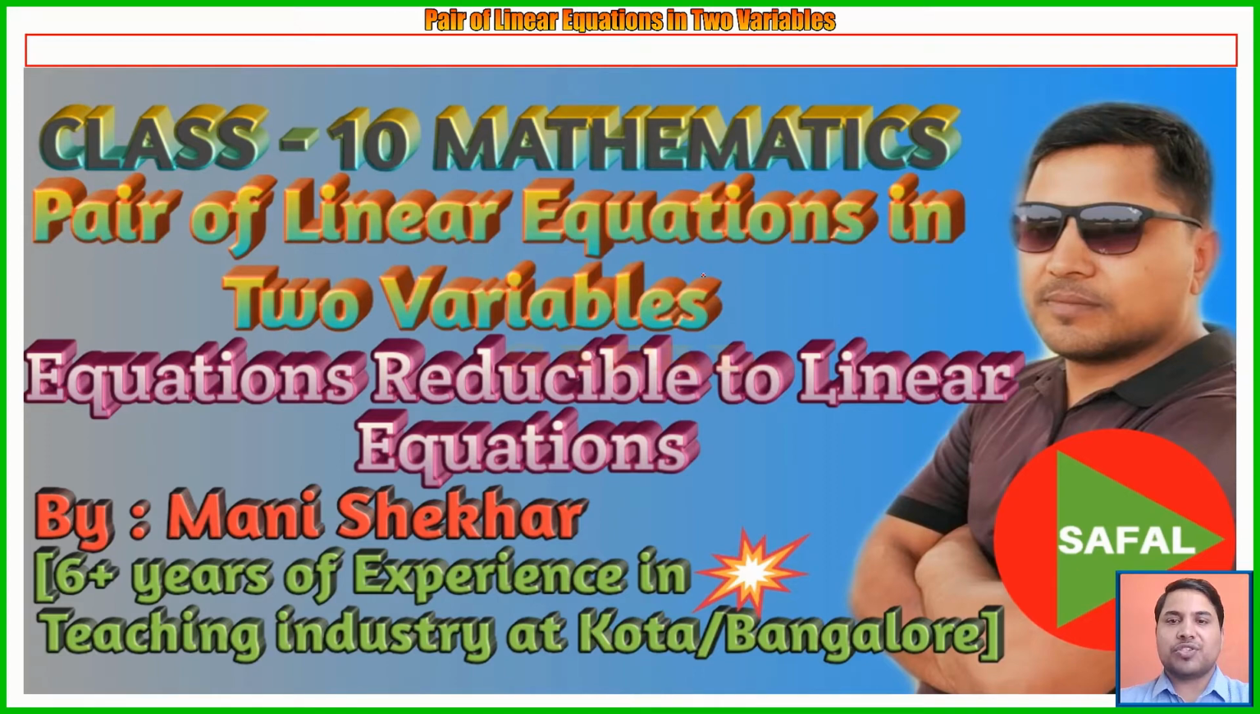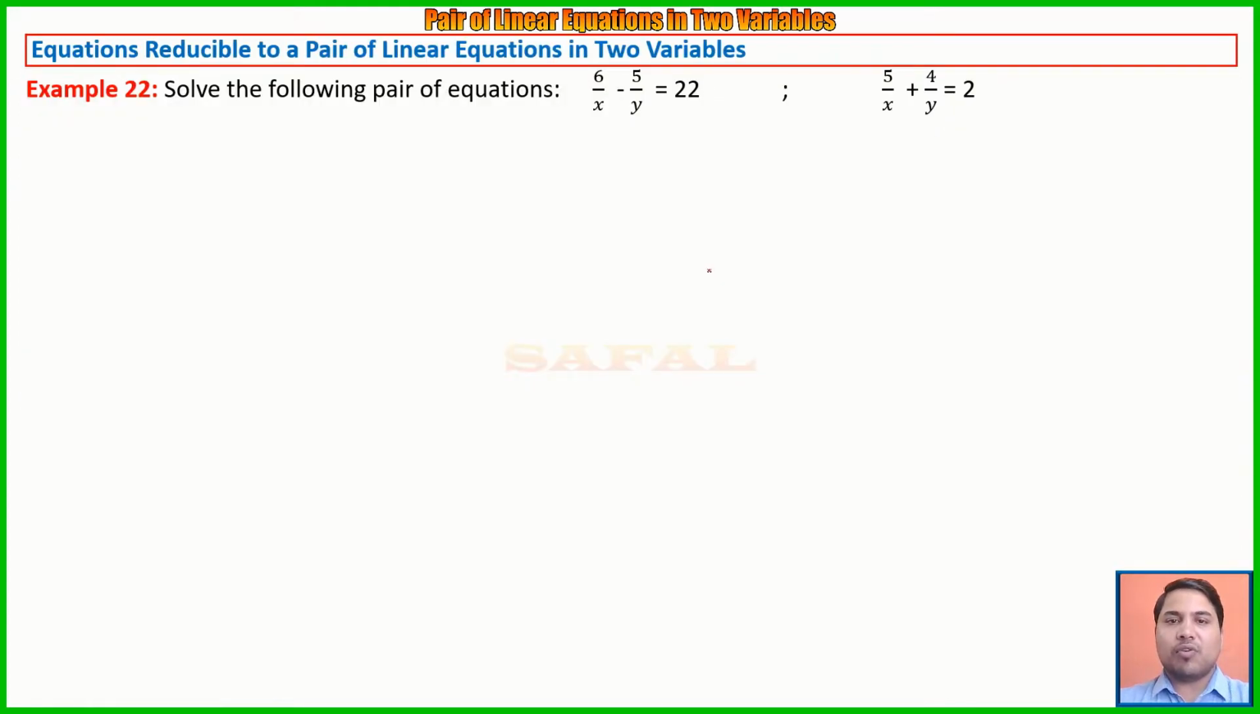So let's look at the first problem. Solve the following pair of equations. Now as it is, it does not appear that it's a linear equation, because for a linear equation the power of variables would be 1. Here the power of variable is not 1. Basically, it is 6x^-1 - 5y^-1 = 22. So as is, it is not a linear equation in two variables, but it can be reduced to a linear equation in two variables easily. Let's see how we can do so.